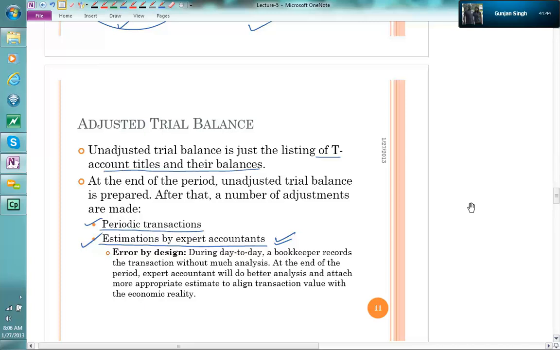Gunjan, is it clear to you? Yeah, it's clear now. So should we move ahead? Yes, sure.